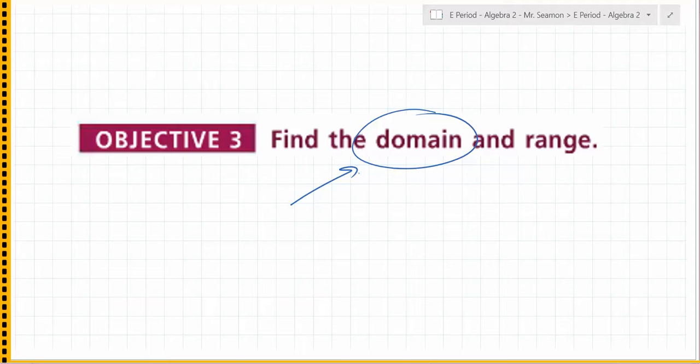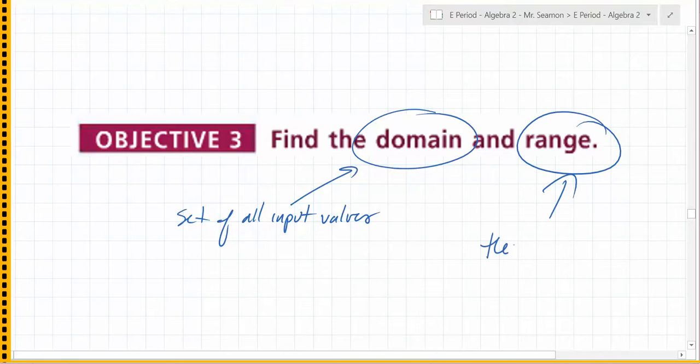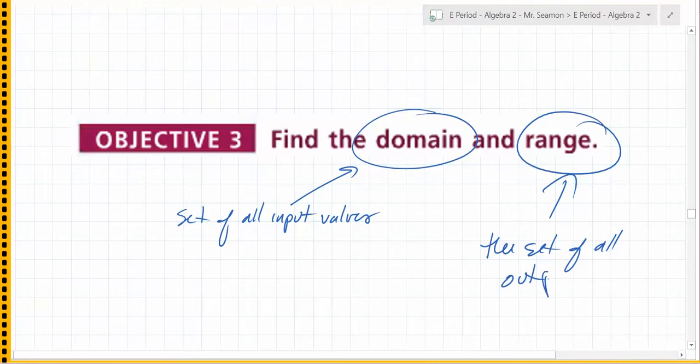As many as... exactly. So the domain is all of them. Yeah. So this is the set of all input values. What's the range then? The set of all what? Output values. Exactly.